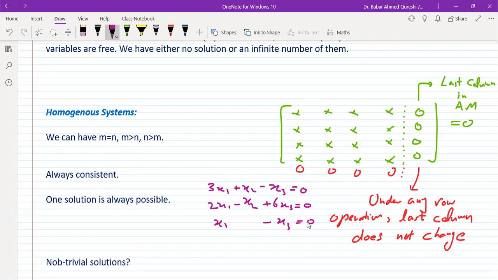Sir, x1 is equal to x3. Yeah, the last one says x1 is equal to x3, but I want numbers. I want one particular solution. You're just looking for three numbers which will satisfy this equation.